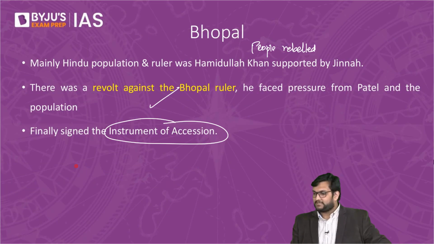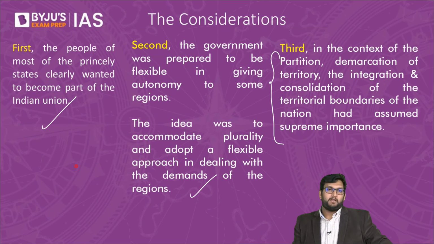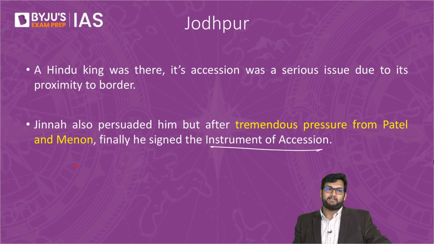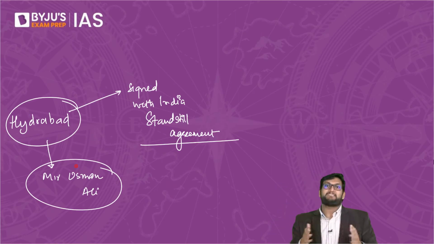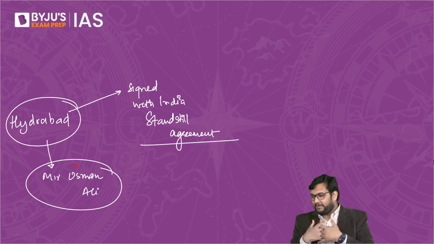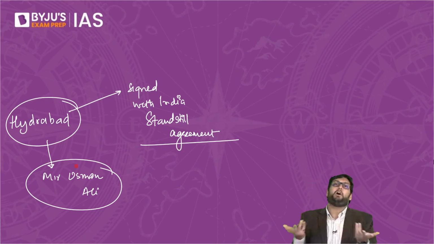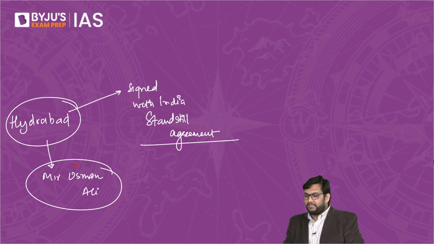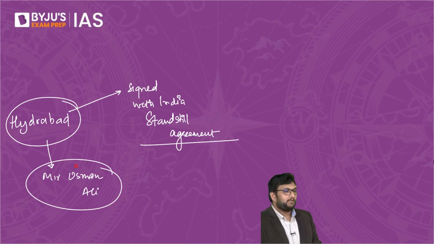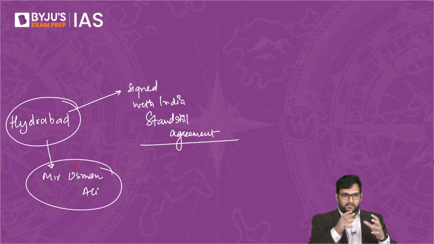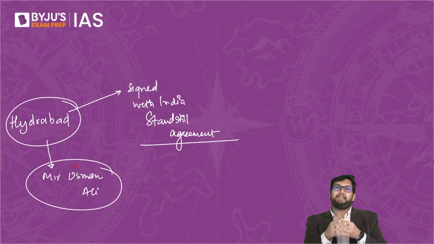So the standstill agreement was basically a drama which he did, saying that I want to take time. Standstill means that we will neither proceed with the instrument of accession, nor remove it off the table. I want to technically discuss. It's a pause button. So Mir Usman Ali and the party Majlis-e-Ittihad-e-Muslimin, the whole concept was that he was just buying time to become either part of Pakistan or get independent.